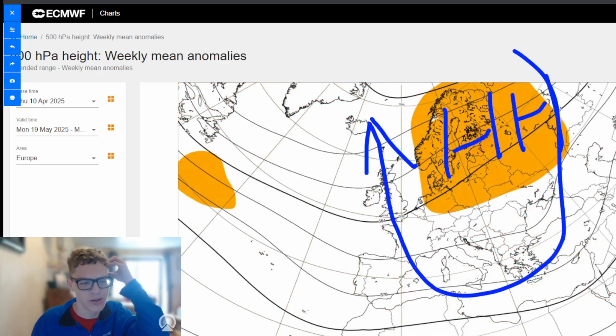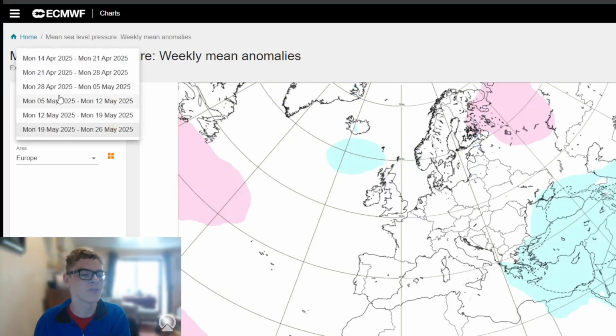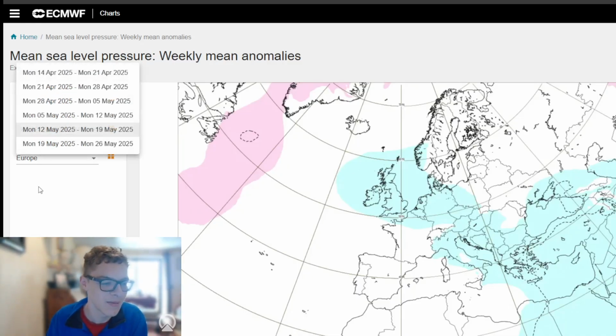Probably quite wet at times though, maybe quite unsettled. Maybe some of that rain we've been needing for a while is going to turn up in May. This unsettled spell coming up doesn't look too bad, but maybe this week 5, the 12th to 19th, could be quite unsettled. But again, we'll have to wait and see. It's just a snapshot of what the model's showing today.